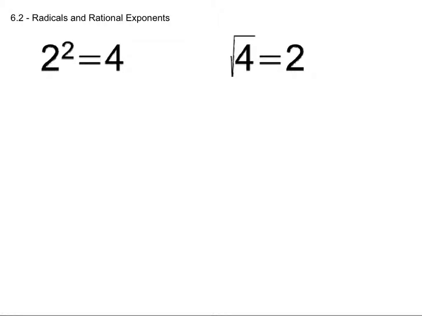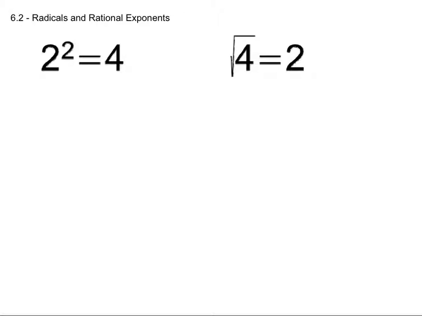We can start with a very basic example here. This is something that you've seen before. You know that 2 squared equals 4. It means 2 times itself. 2 times 2 equals 4. And at the same time, you've seen the notation before that the square root of 4 would equal 2. That's just a connection between those two things there.